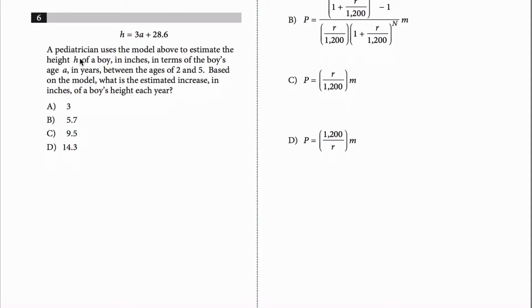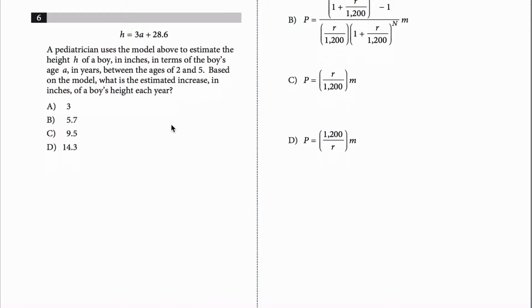So the way 6 starts out, it says, a pediatrician uses the model above, h equals 3a plus 28.6, to estimate the height, h, so h means height, that's convenient, of a boy in inches, in terms of the boy's age, A. Okay, so the variables make sense. This is his age, this is his height. Between the ages of 2 and 5. Based on the model, what is the estimated increase in inches of a boy's height each year?